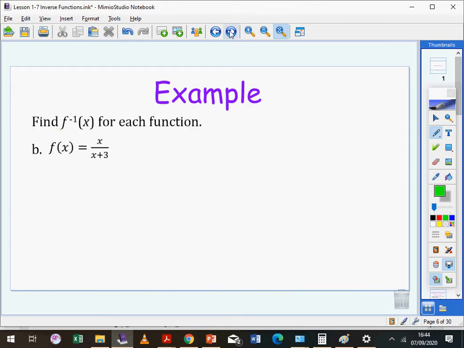Here's another example. Again, I want to make x the subject of this expression. How do I do that? I'm going to cross multiply.